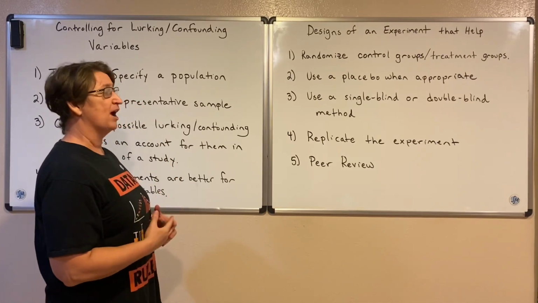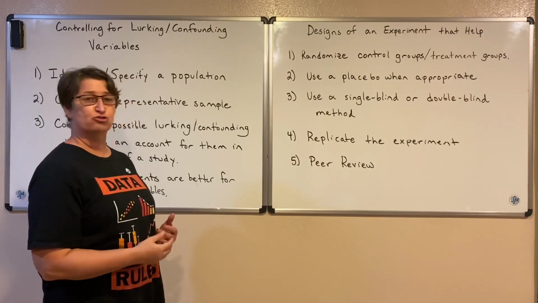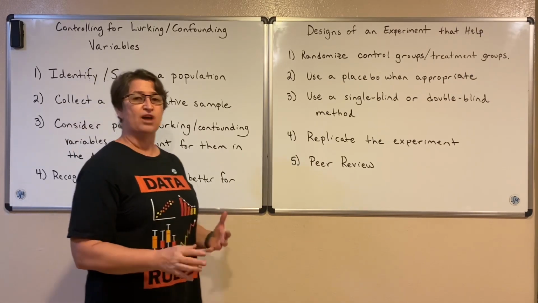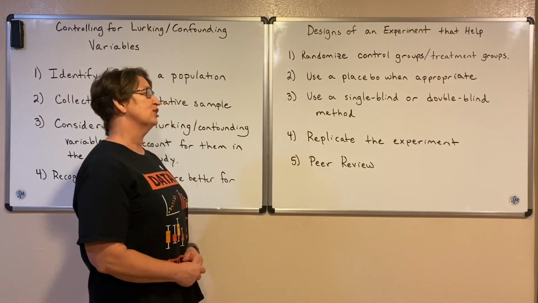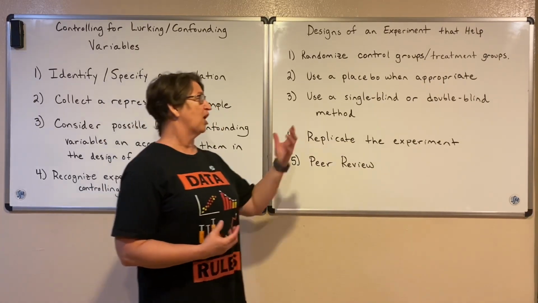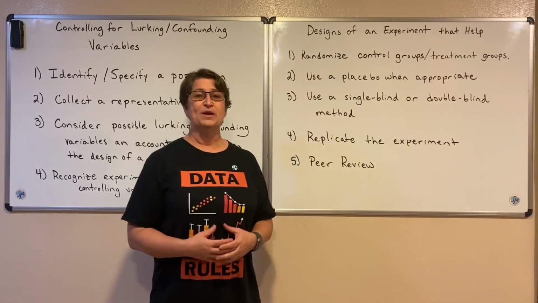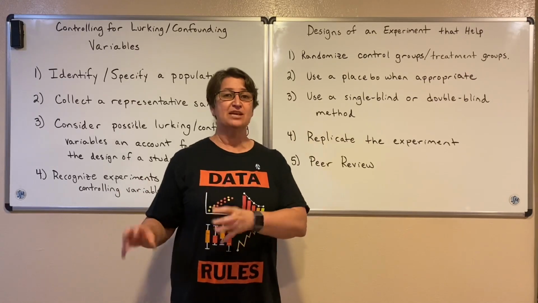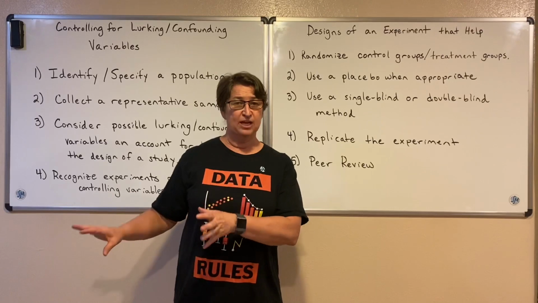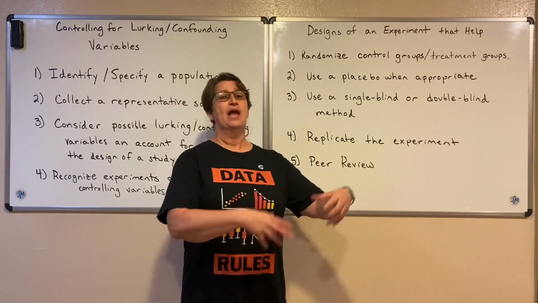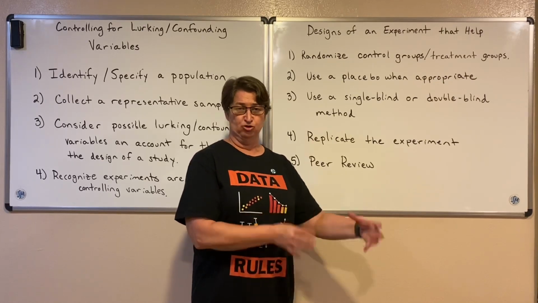Then when we design our experiment, there are certain things that we can do as well to help control for those confounding and lurking variables. One thing we can do is randomize our control group and our treatment group. Our control group is just that group that we're not giving a treatment to. We're just looking at them and seeing what happens without the treatment. And then our treatment group is the group we are actually giving a treatment to.